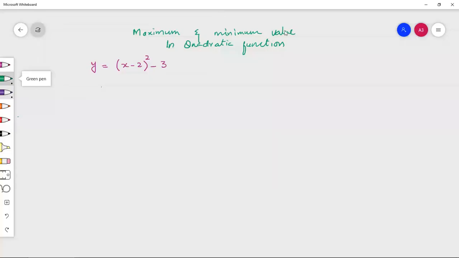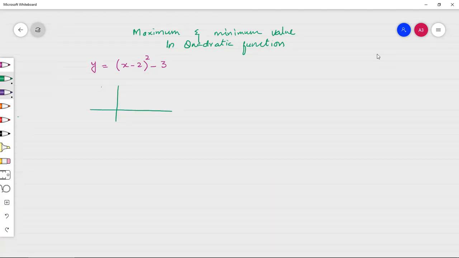Okay, the next is the maximum and minimum value in a quadratic function. Remember one thing, we always find the maximum and minimum value of a quadratic function after converting it into complete square form. y is equal to (x minus 2) whole square minus 3. This is a quadratic function. So first sketch this.